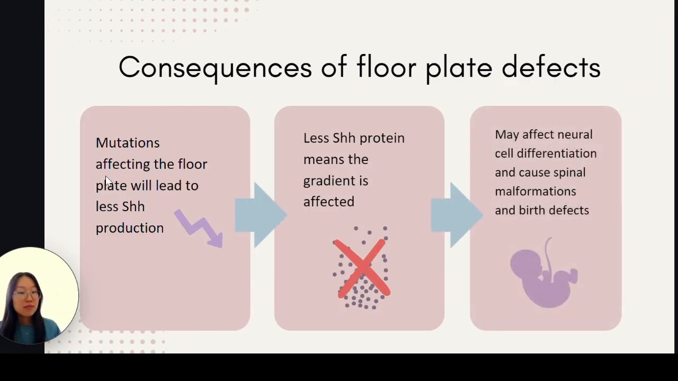So if there are defects in the floor plate, mutations in genes that affect the floor plate, this could lead to less sonic hedgehog production, which could affect the gradient, which can ultimately affect neural cell differentiation and potentially cause spinal malformations and birth defects.